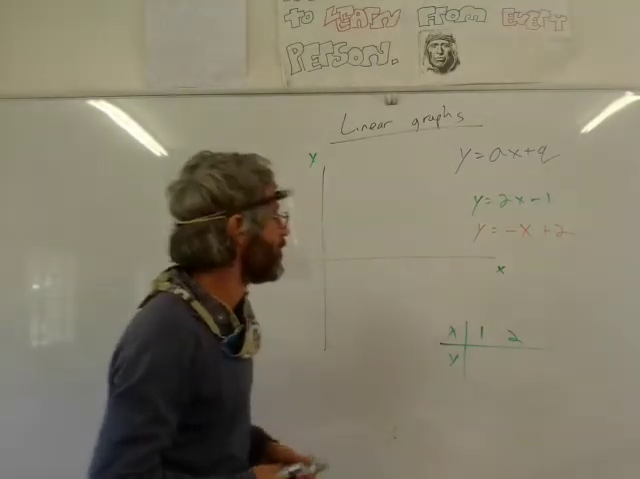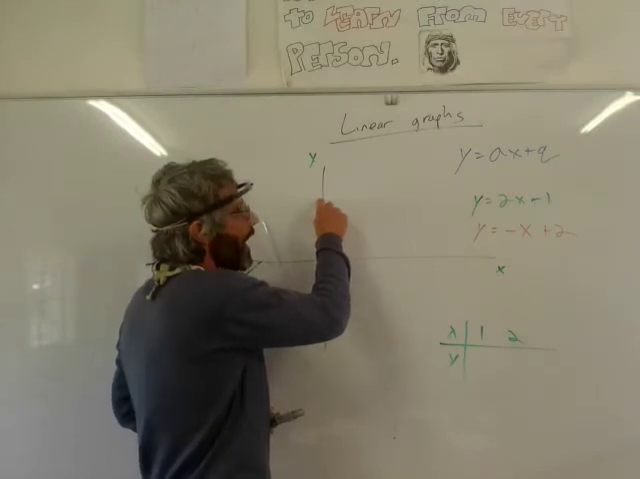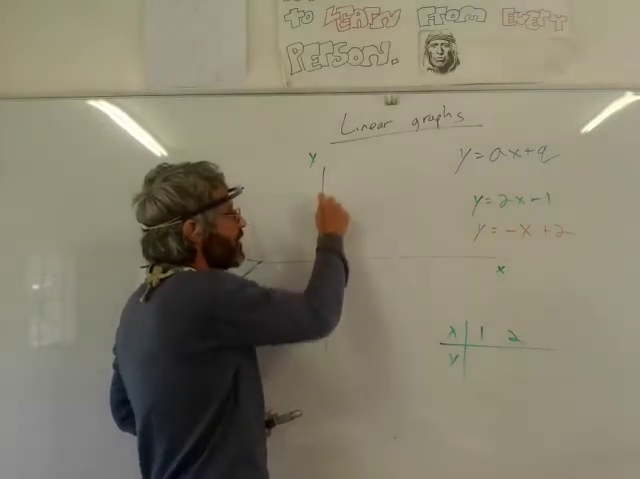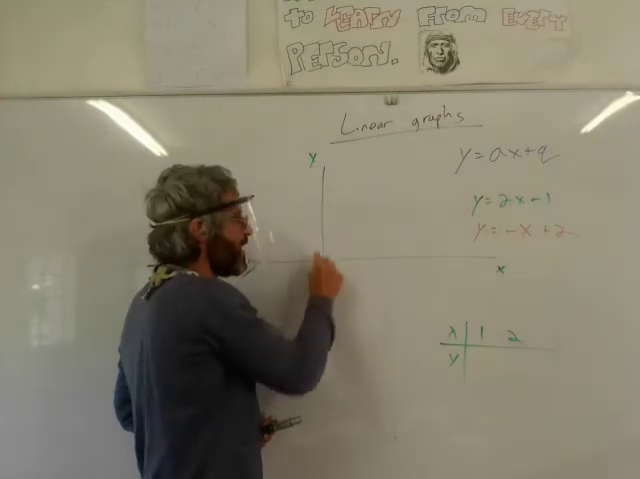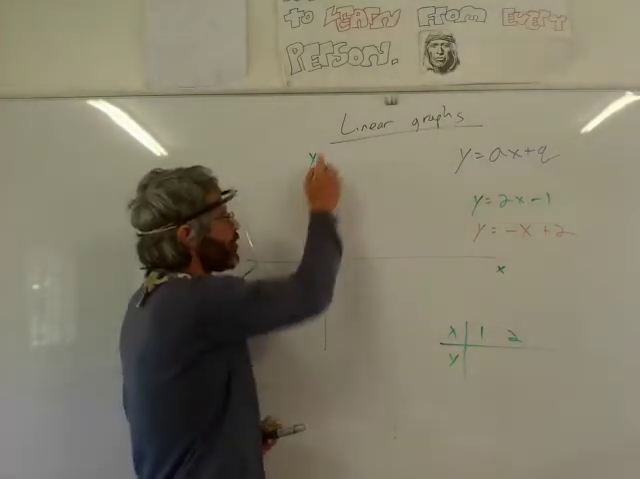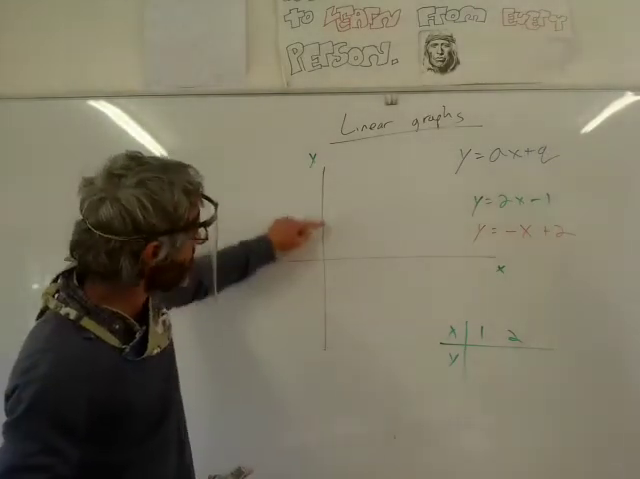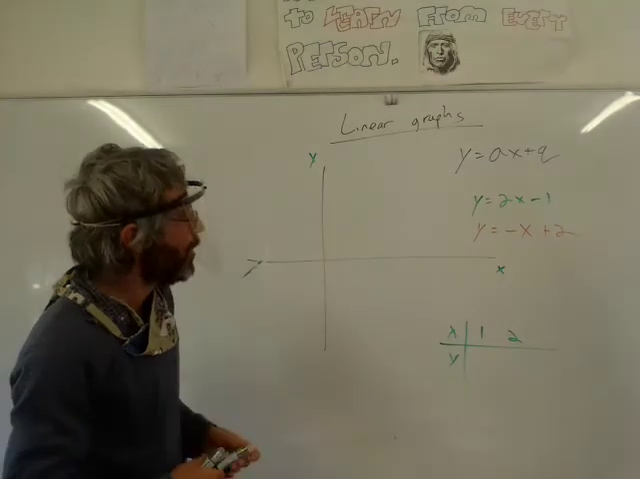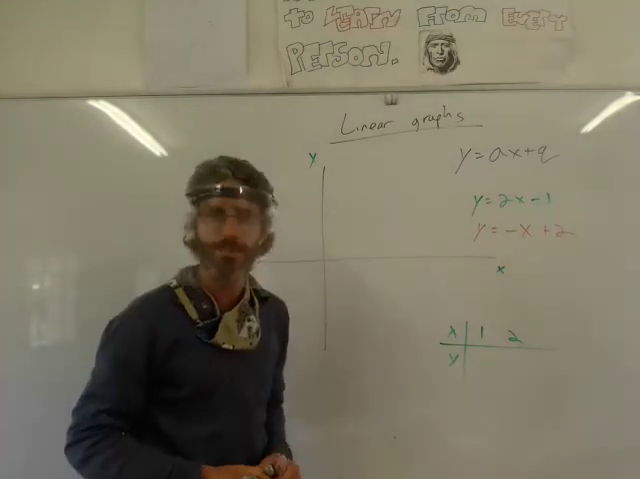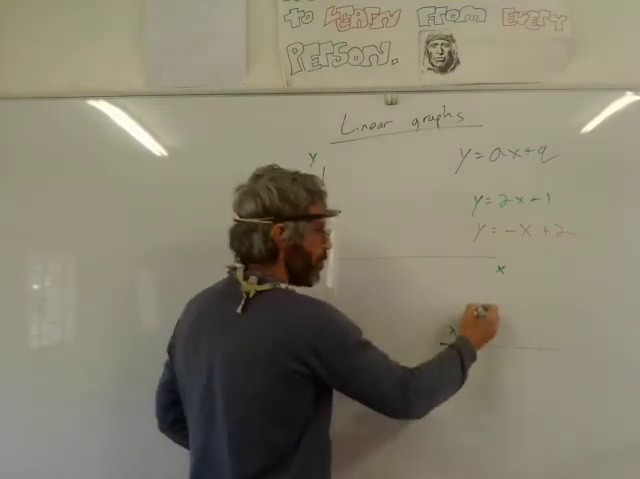And how are we going to find it? Well, for the y-intercept, what is the x when the graph crosses the y-axis? What is the x around here? Okay, when the graph crosses the y-axis, x is 0, isn't it? Everywhere along this axis, the x is 0. So to find the y-intercept, we're going to put x equal 0. That's the y-intercept.